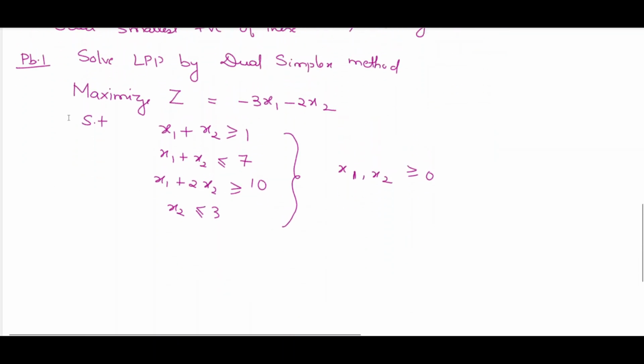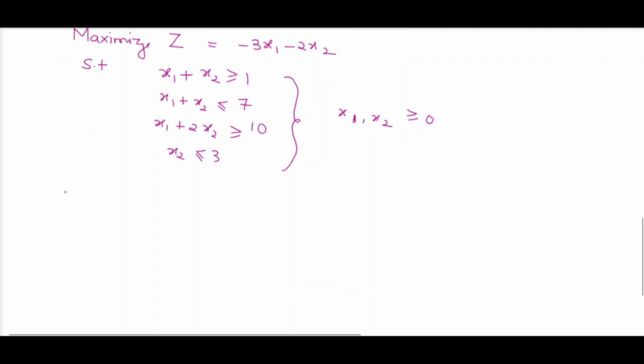So let me work out this problem. This problem is already in maximization mode, so no need to convert into maximization. But here the constraints, you can see that we have greater than equal to constraints. We will multiply -1 to both sides: minus x1 minus x2, then it will be converted into less than equal to -1. We always need less than equal to type of constraint for a maximization problem. Then the second constraint is okay, x1 plus x2 less than equal to 7.